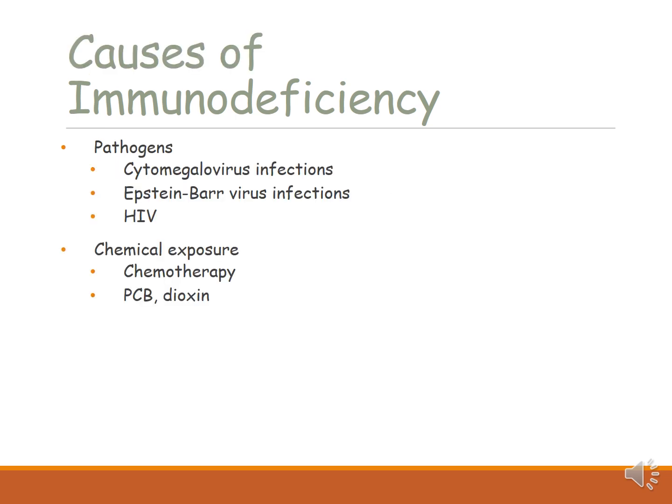There are a variety of causes of immunodeficiency. It can be caused by pathogens, as we mentioned, like HIV, which targets the T cells or the general immune system, cytomegalovirus, and Epstein-Barr virus infections. It can be induced by chemical exposure. People undergoing chemotherapy often have a reduced number of white blood cells, right? So they're immunodeficient. Chemicals such as PCBs or dioxin.